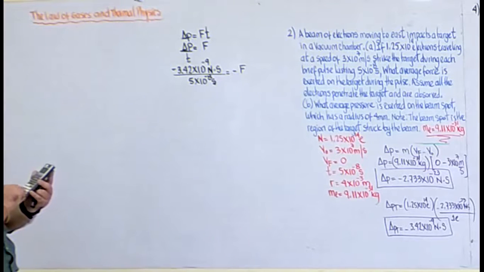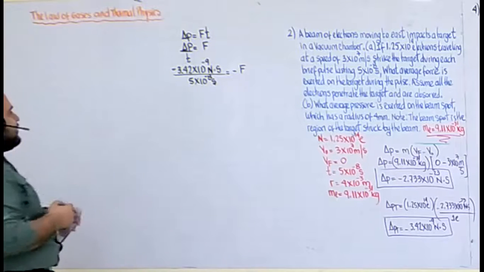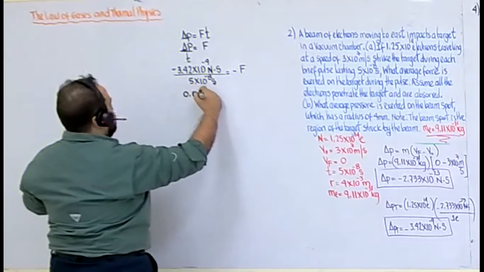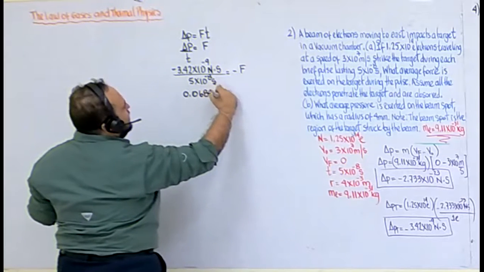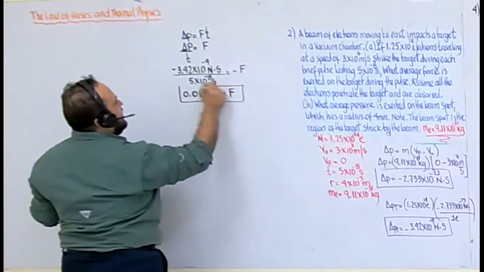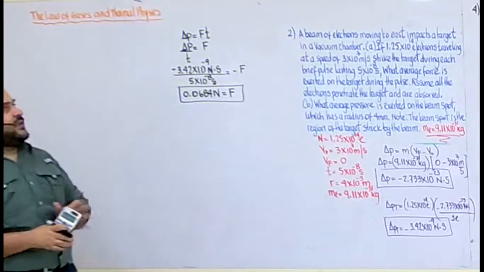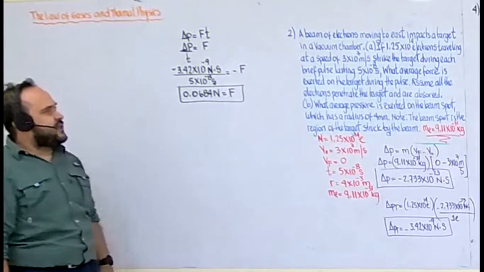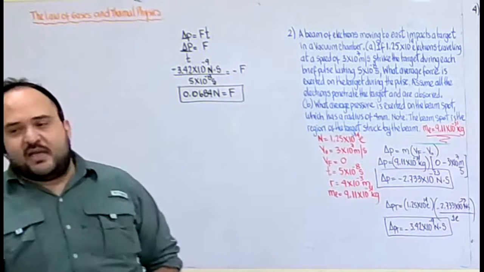So the answer will be 3.42 times 10 to the negative 9 power divided by 5 times 10 to the negative 8 power. So the force will be given by 0.0684 newtons. And that's it. This is going to be the letter A. Why positive? Because negative times negative gave us a positive value. This is the letter A. Questions?